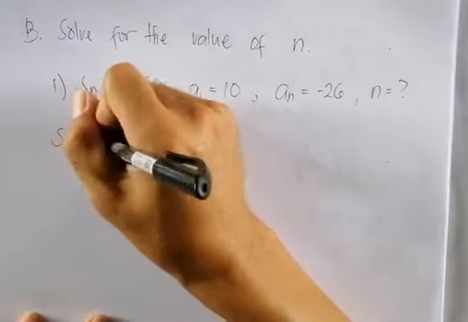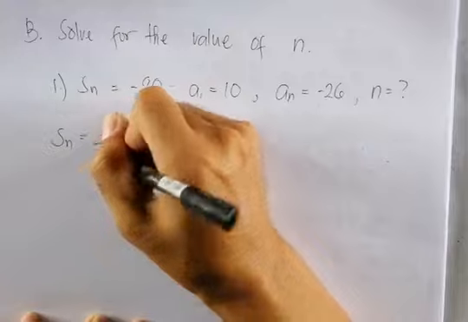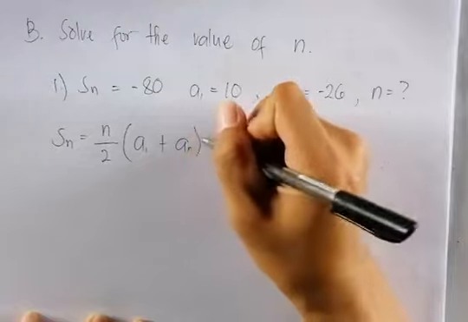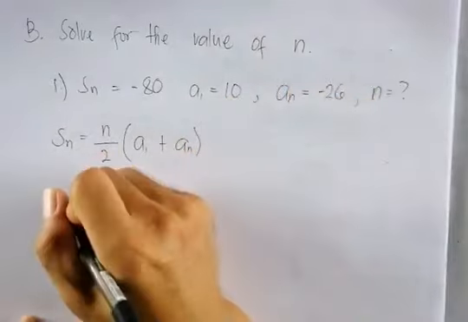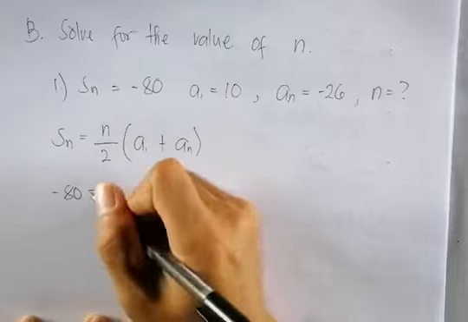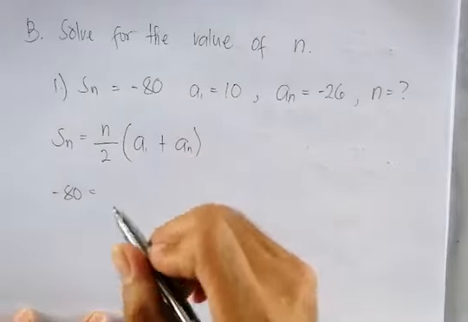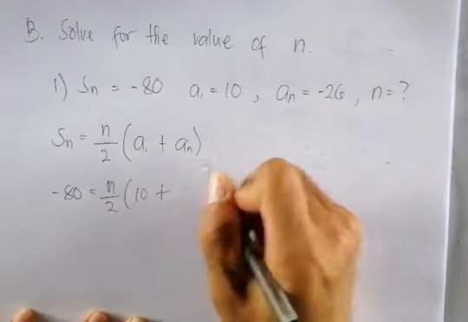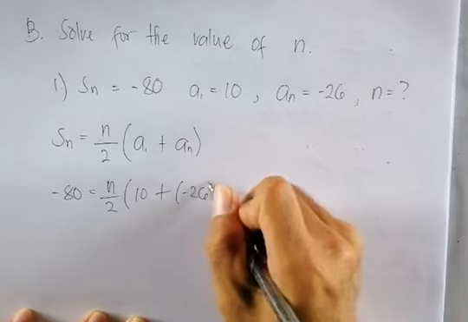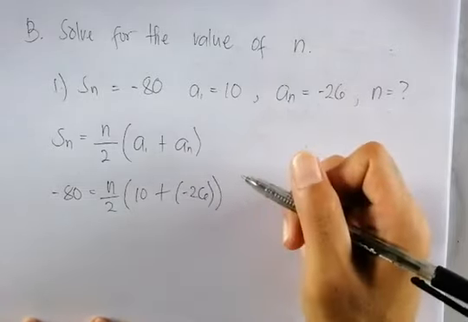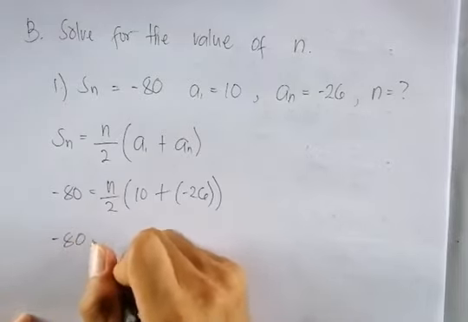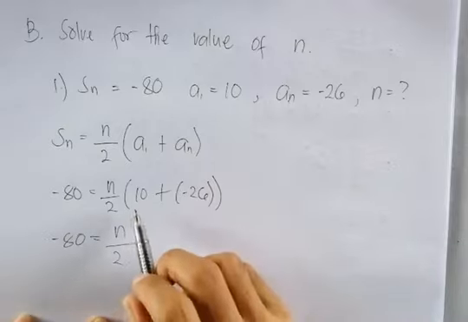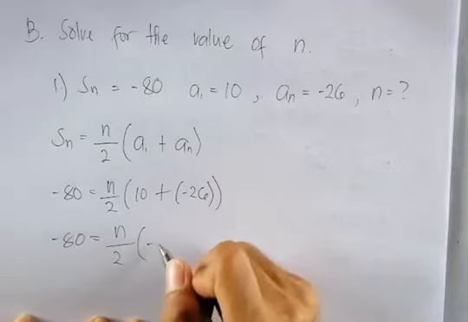So we have S sub n is equal to n over 2 times the quantity of a sub 1, or the first term, plus a sub n, or the last term. To simplify, substitute the value of our S sub n, which is negative 80, equals n over 2 times the first term, which is 10, then the last term is negative 26. So we have negative 80 is equal to n over 2, then add 10 to negative 26, that is negative 16.